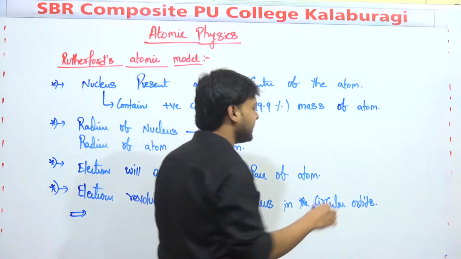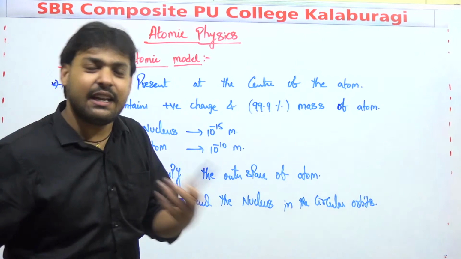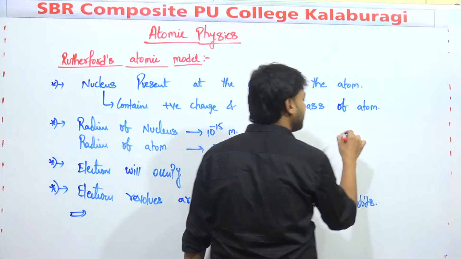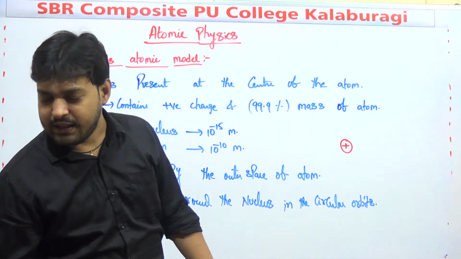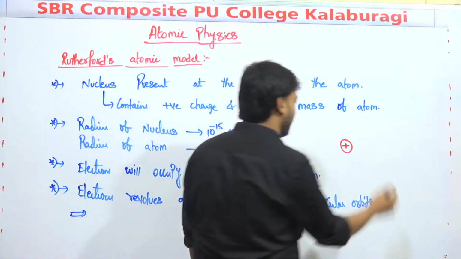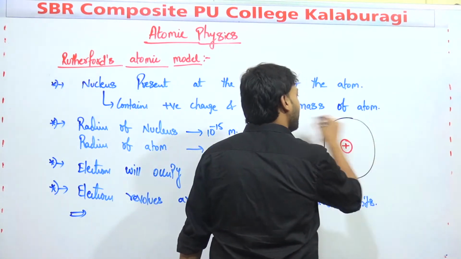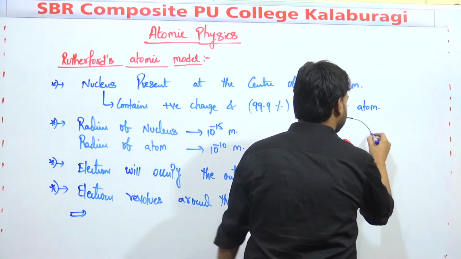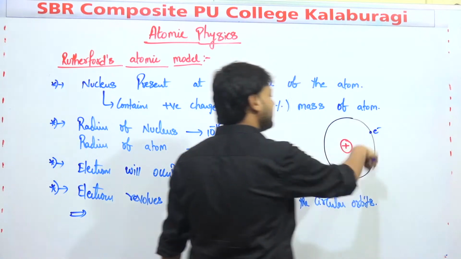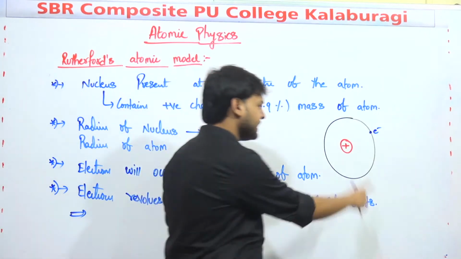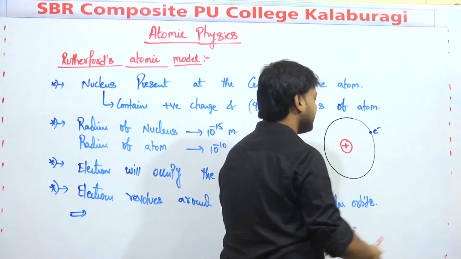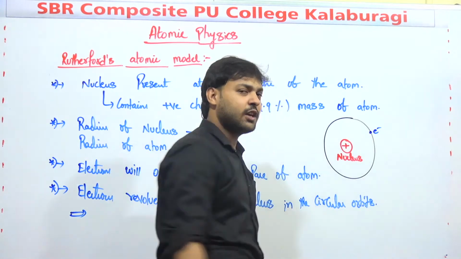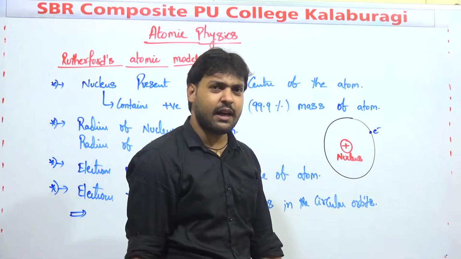Electrostatic force. Try to draw the diagram. Why did electrostatic force come here? The nucleus is in the center, which is of positive charge, we know, right? And at the outer orbits, the electron is revolving. So this is the positive nucleus, and this is the electron. In between, an electrostatic force will be there.